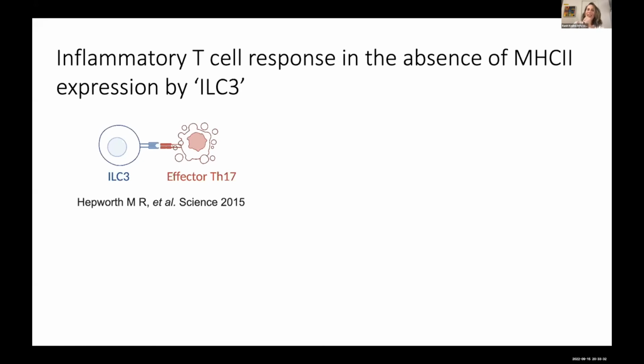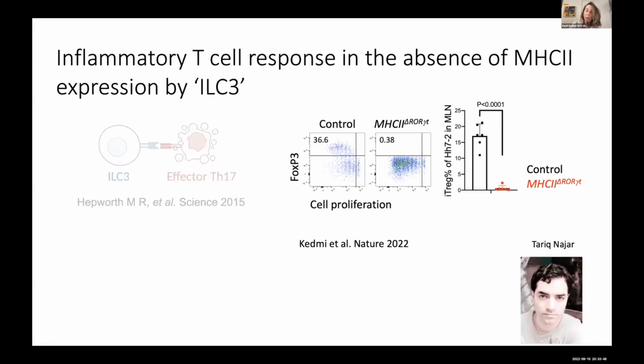But for us, this expansion of Th17 cells really resembled what we used to see when Tregs are defective. And we started to wonder, can it be that the RORγt cells are actually important to initiate the Treg response? So together with Tariq Najjar, we checked exactly that. And I hope this plot is not too hard to watch. But basically what we saw is that mice lacking MHC class 2 in RORγt cells completely don't have Treg initiation.